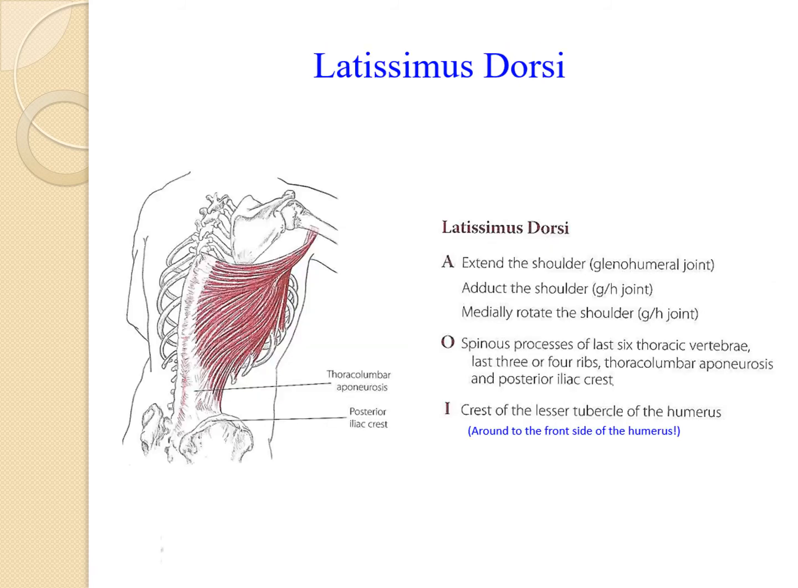The latissimus dorsi is one of the biggest muscles of the body on the back of the chest and lower back. Its major actions are to extend and adduct the humerus at the glenohumeral joint. It originates on the spinous processes of the last 6 thoracic vertebrae, the last 3 or 4 ribs, and the posterior iliac crest of the hip. It inserts on the upper front side of the humerus on the lesser tubercle.